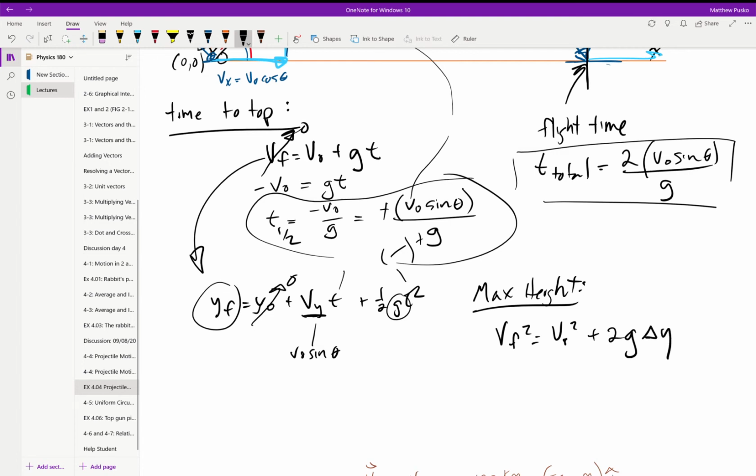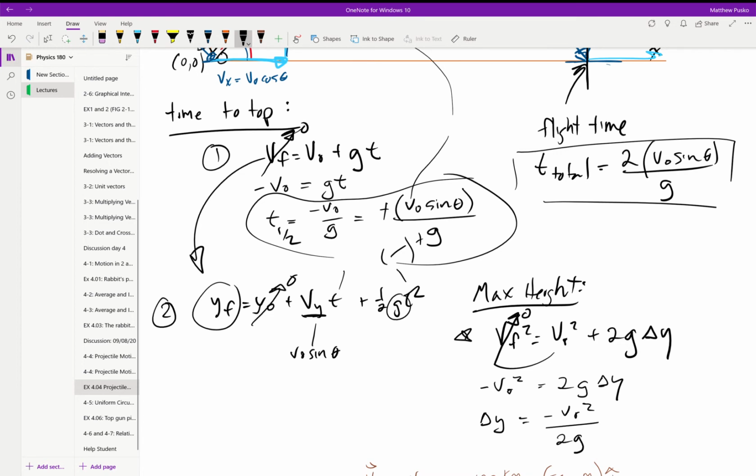Okay, so when you eliminate t from equation 1 and equation 2, you get this equation right here. And once again, when it gets to the top, the velocity is going to go to 0. And we can pull this over, get a negative v0 squared is equal to 2g delta y. And I can say delta y is equal to negative v0 squared over 2g, and the g would be negative again, so we can get v0 squared over 2g.